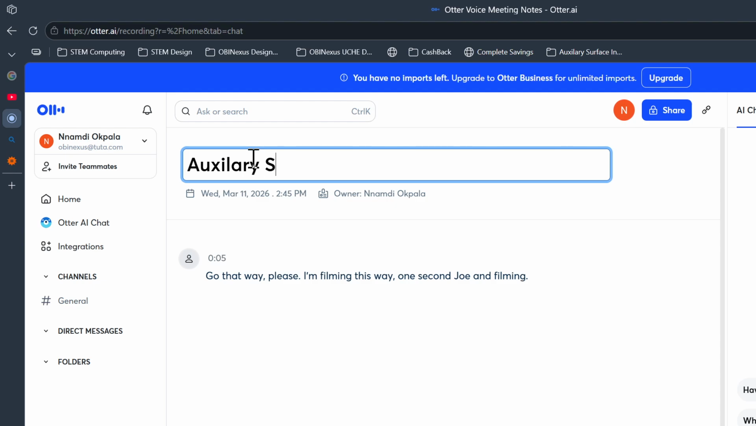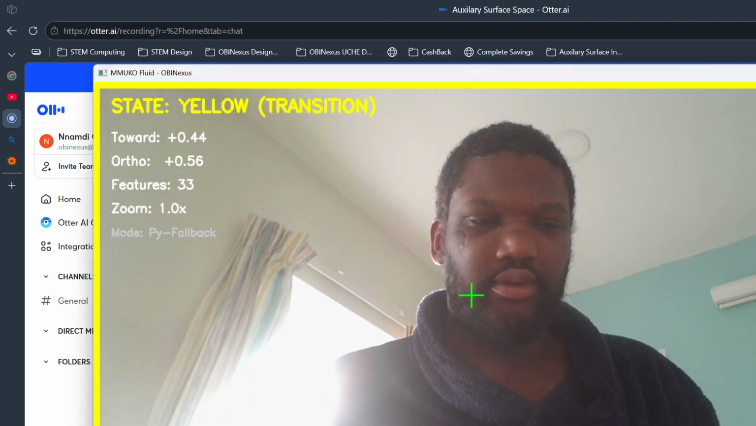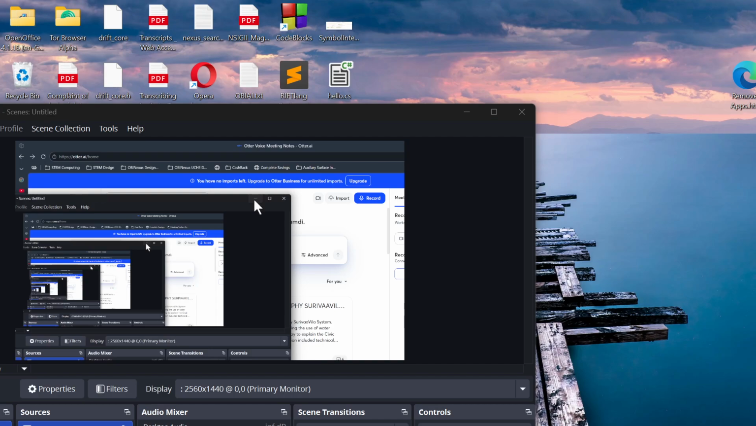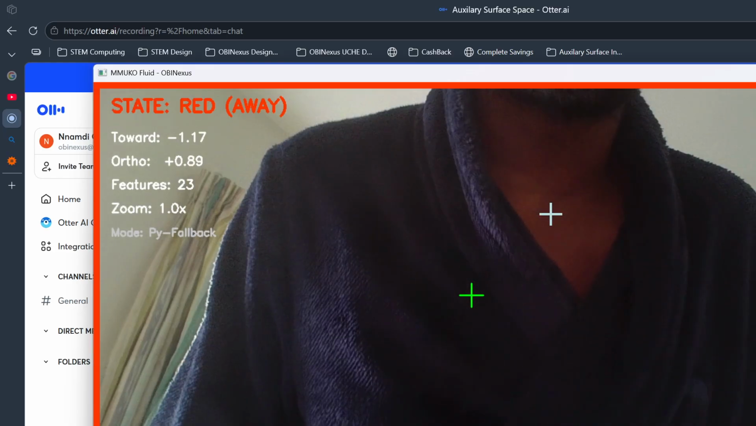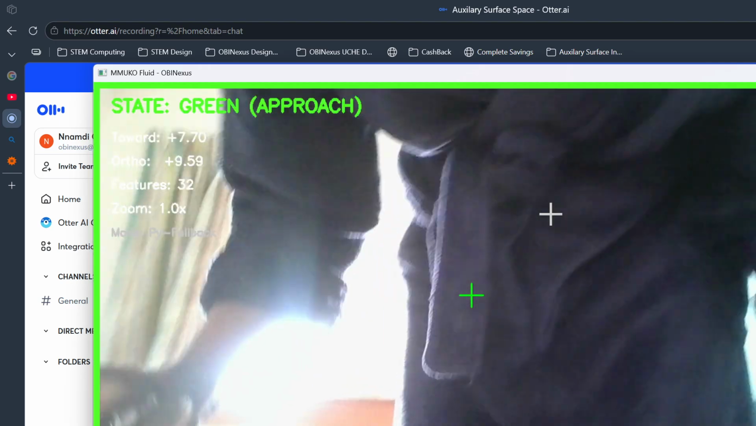Auxiliary space surface. So this video is very important to understand. Is it recording? Yeah, it's recording. So basically, this is called an auxiliary vector. Basically, I'm going to show you how it works.